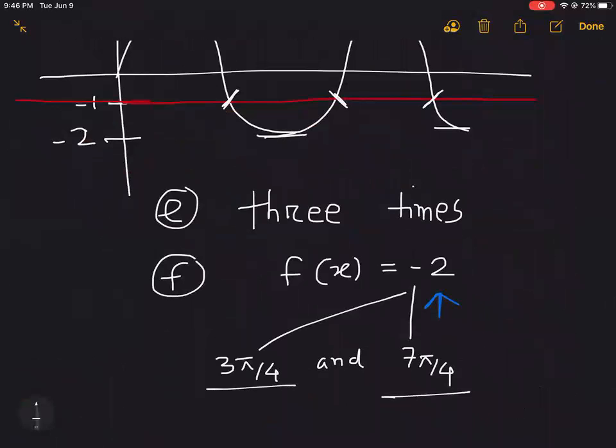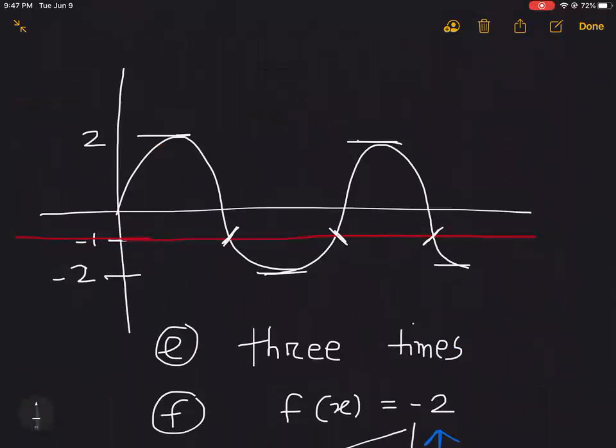Okay. Now, we want to see for which values of x we will have a positive functional value. That means our corresponding value of y would be positive. Okay.